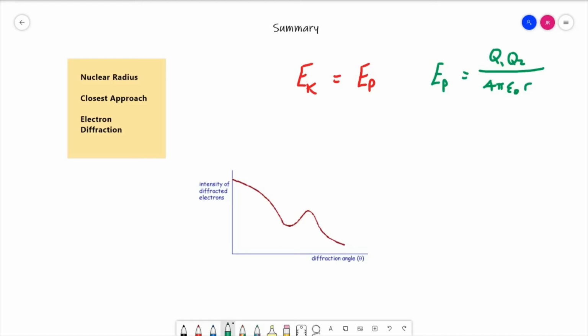We then moved on to have a look at electron diffraction, and we had the equation r is equal to 0.61 lambda over sine theta, where lambda is the wavelength of an electron and can be determined using E is equal to hc over lambda. Theta was the angle of the first minimum on a graph of intensity of our diffracted electrons against the angle of diffraction.